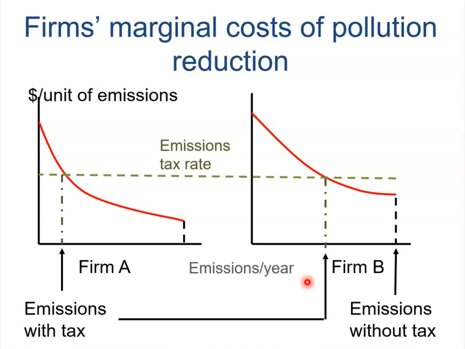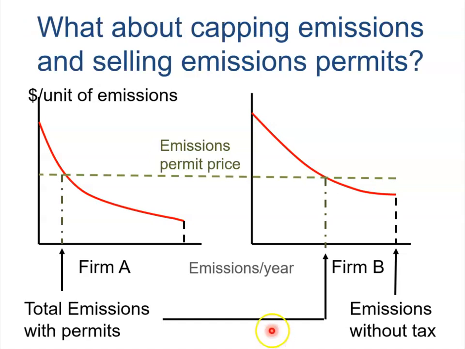There's another way of attaining that, and that is called capping emissions. You can see that what this Pigovian tax does is it produces a certain total amount of emissions. Firm B emits more than firm A because it faces higher costs of emissions reductions. So what would happen if we capped emissions, if we said we're going to allow a certain total amount of pollution, or emissions in other words, and to emit some pollution you need a permit.